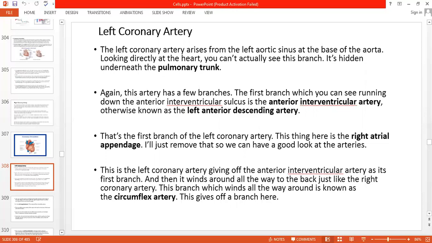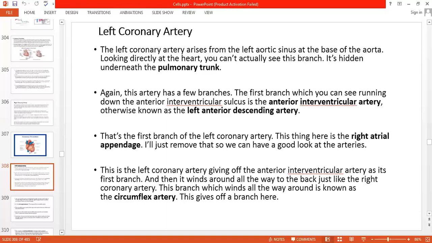This thing here is the right atrial appendage. I'll just remove that so we can get a good look at the artery. This is the left coronary artery giving off the anterior interventricular artery as its first branch. And then it winds around all the way to the back, just like the right coronary artery.